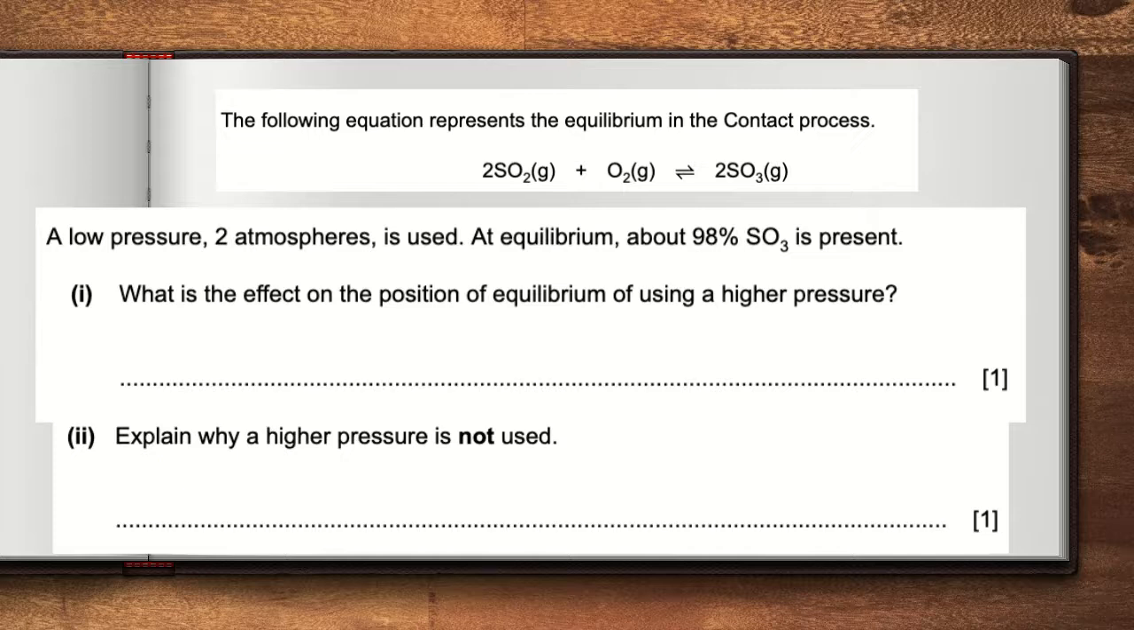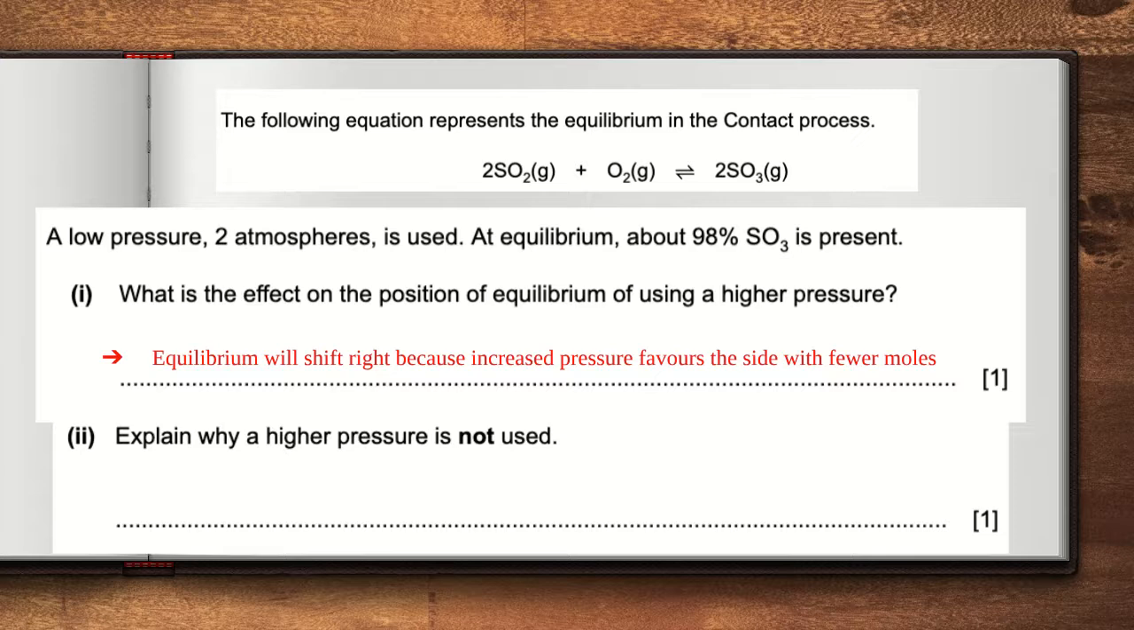Okay, so hopefully you've got an answer. Here is the correct answer. If you used a higher pressure, then equilibrium would shift to the right. Or we could say it favors the forward reaction, because the increased pressure would favor the side with fewer moles. You only have 2 moles over here, but you have 3 moles over here. So equilibrium is going to shift right.